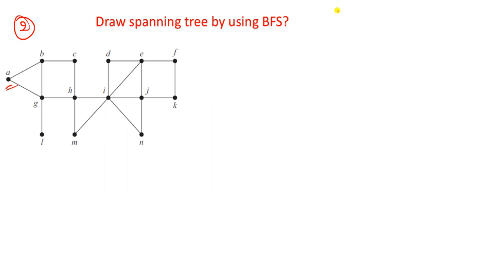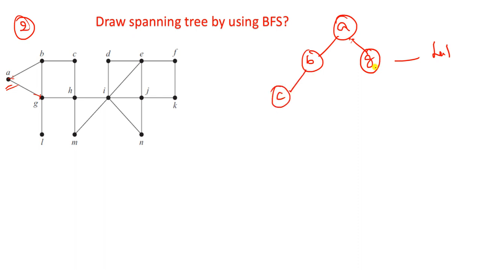The same root node will be A, and write down all the incident vertices. What do we have? B and G only, right? B and G visited, and level 1 is completed. Next, B: B has A, C and G. G visited, A visited, so what do we have to take? We have to take C. And come to the G part.